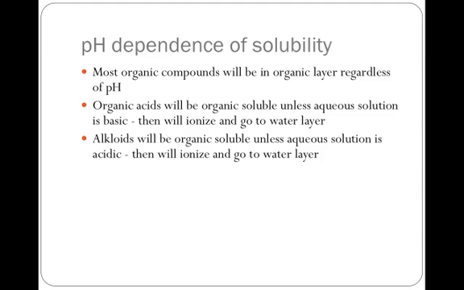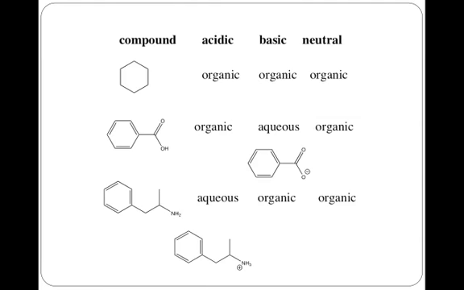Likewise, there are organic bases. Typically we call those alkaloids. Those are going to be organic soluble unless the aqueous solution is acidic. Then they're going to be in the aqueous layer because they will be charged after they go to the conjugate acid. Here's some examples. If you look at the first compound, cyclohexane, cyclohexane is a typical organic compound. It's neither an acid nor a base, and so it's always going to be in the organic layer.